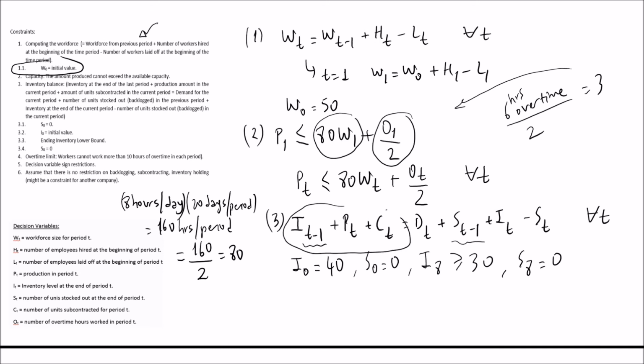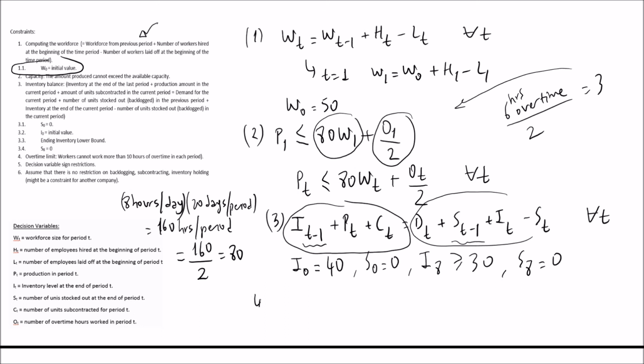So the left-hand side here tells me what we have at the beginning of the period, and the right-hand side tells me what I am doing in this period and what I'm going to leave for the next period. So this amount must be balanced. It's what this constraint basically says.